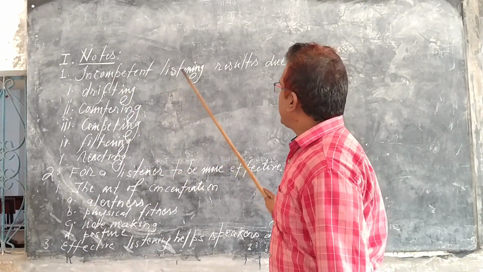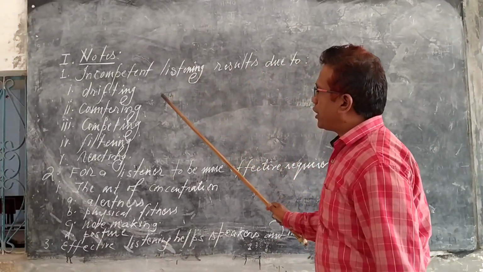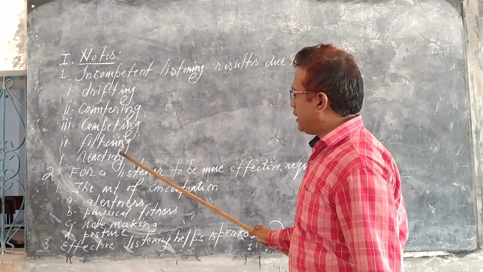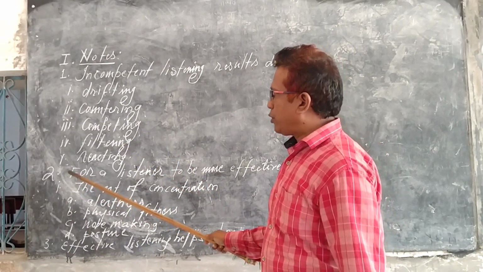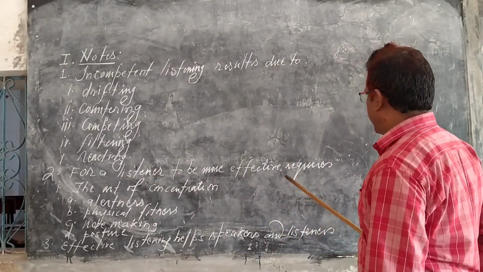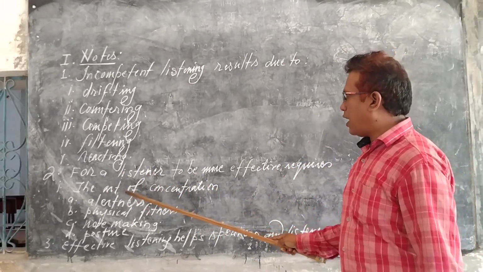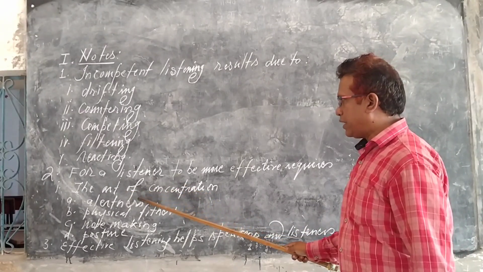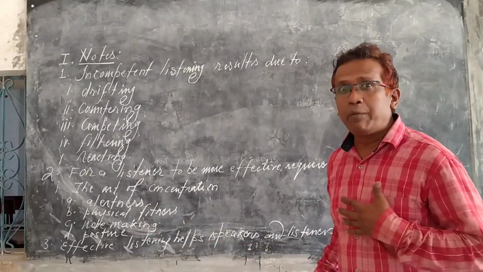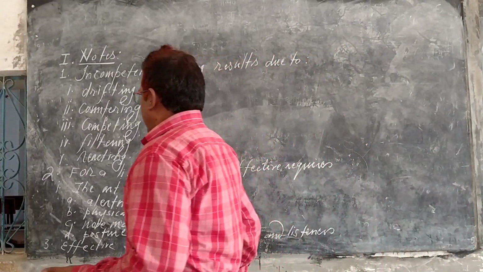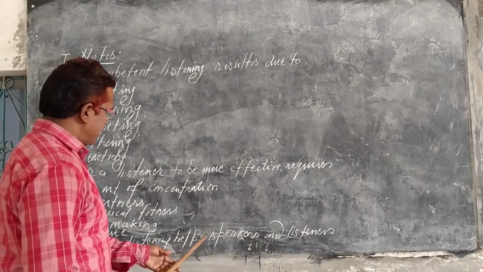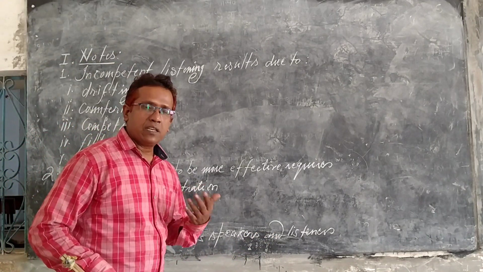Now, in heading 1, poor listening is due to drifting, countering, comparing, filtering, reacting. In heading 2, for a listener to be more effective requires the art of concentration, alertness, physical fitness, note making, and a suitable posture. In the third heading, effective listening helps speakers and listeners as well.